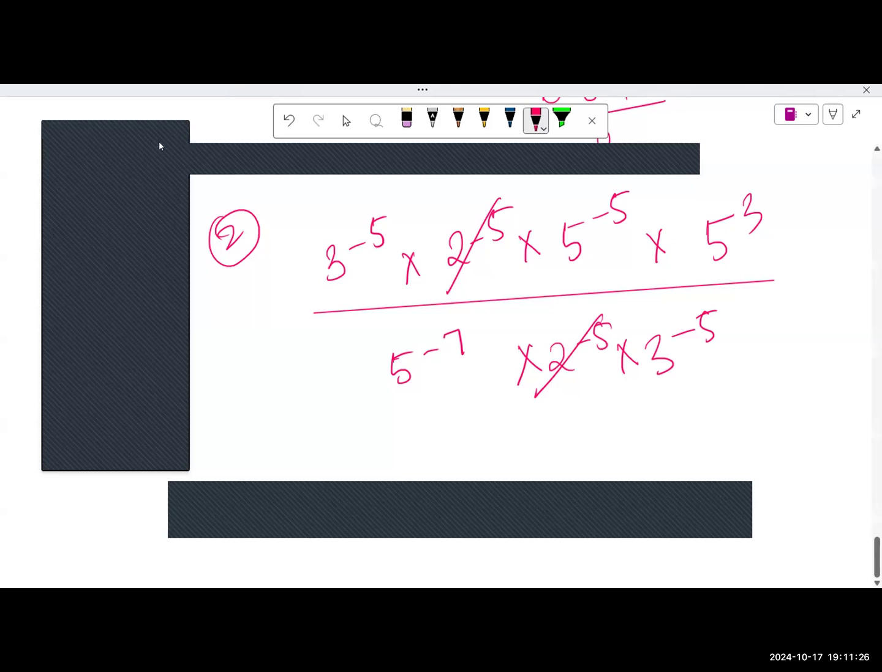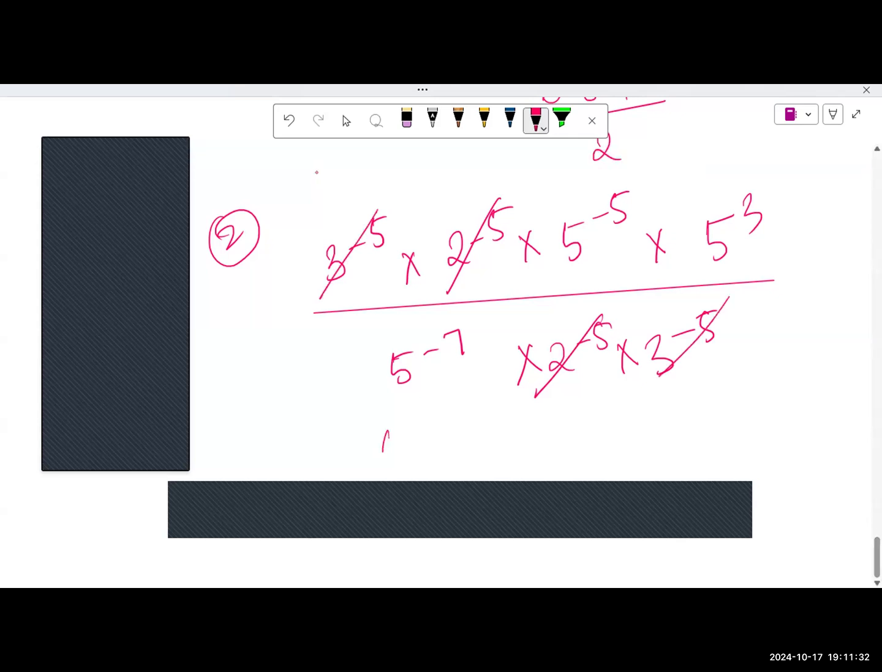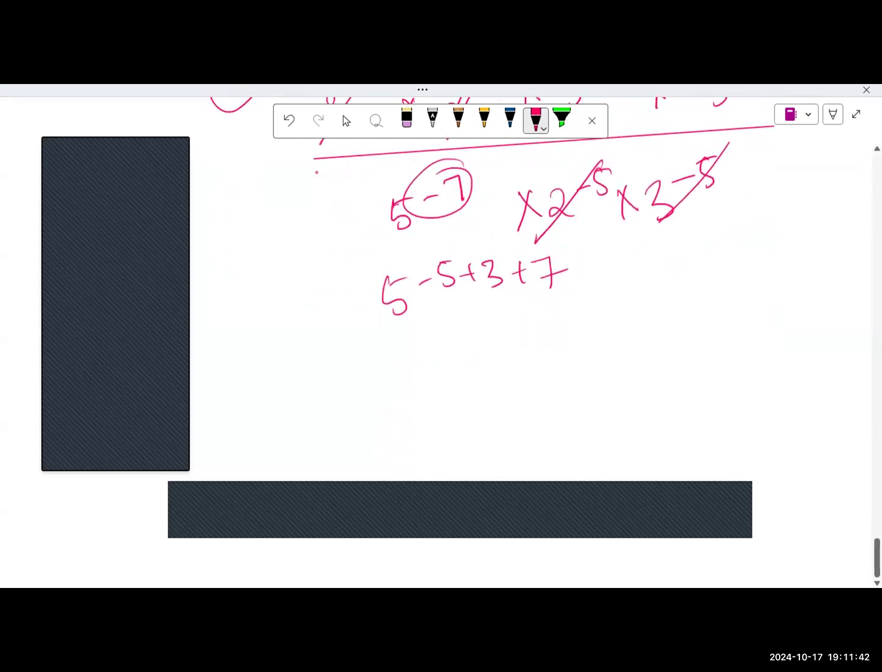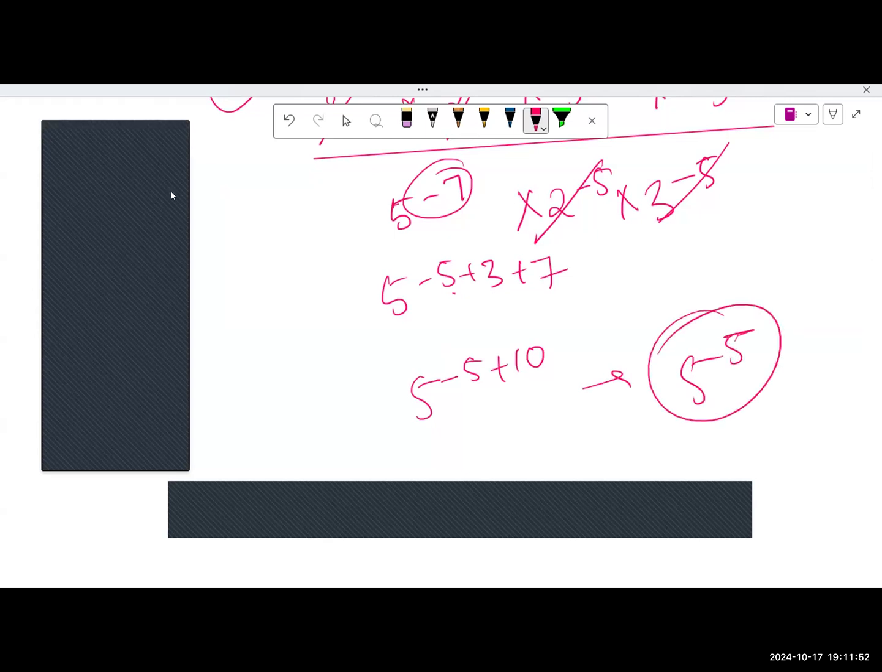And also 3 to the power negative 5 and 3 to the power 5, this will also be cancelled. Now you have 5 to the power minus 5 plus 3 plus 7. Minus 7 will be plus 7. So 5 to the power minus 3 minus 5 plus 10. This becomes 5 to the power 5. Correct answer, ma'am.